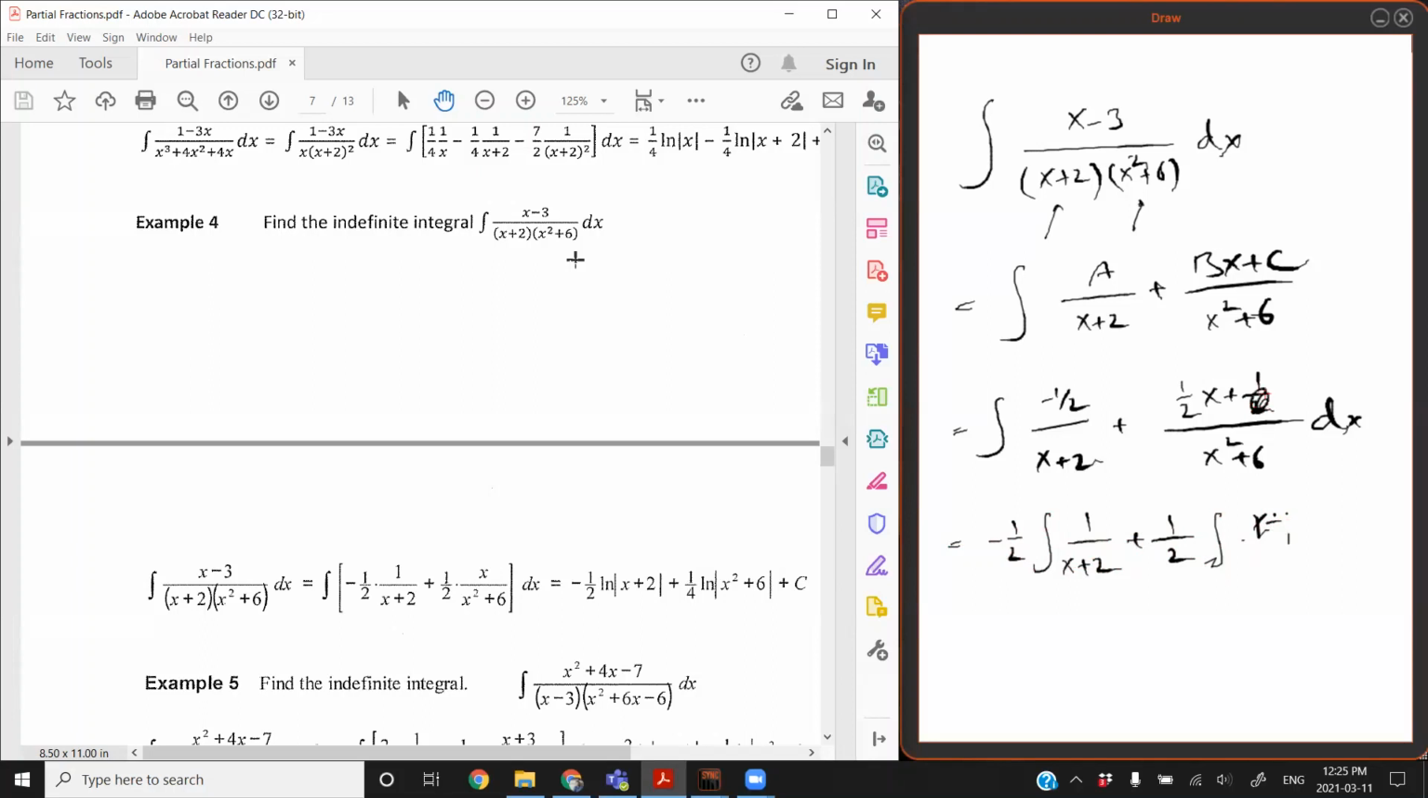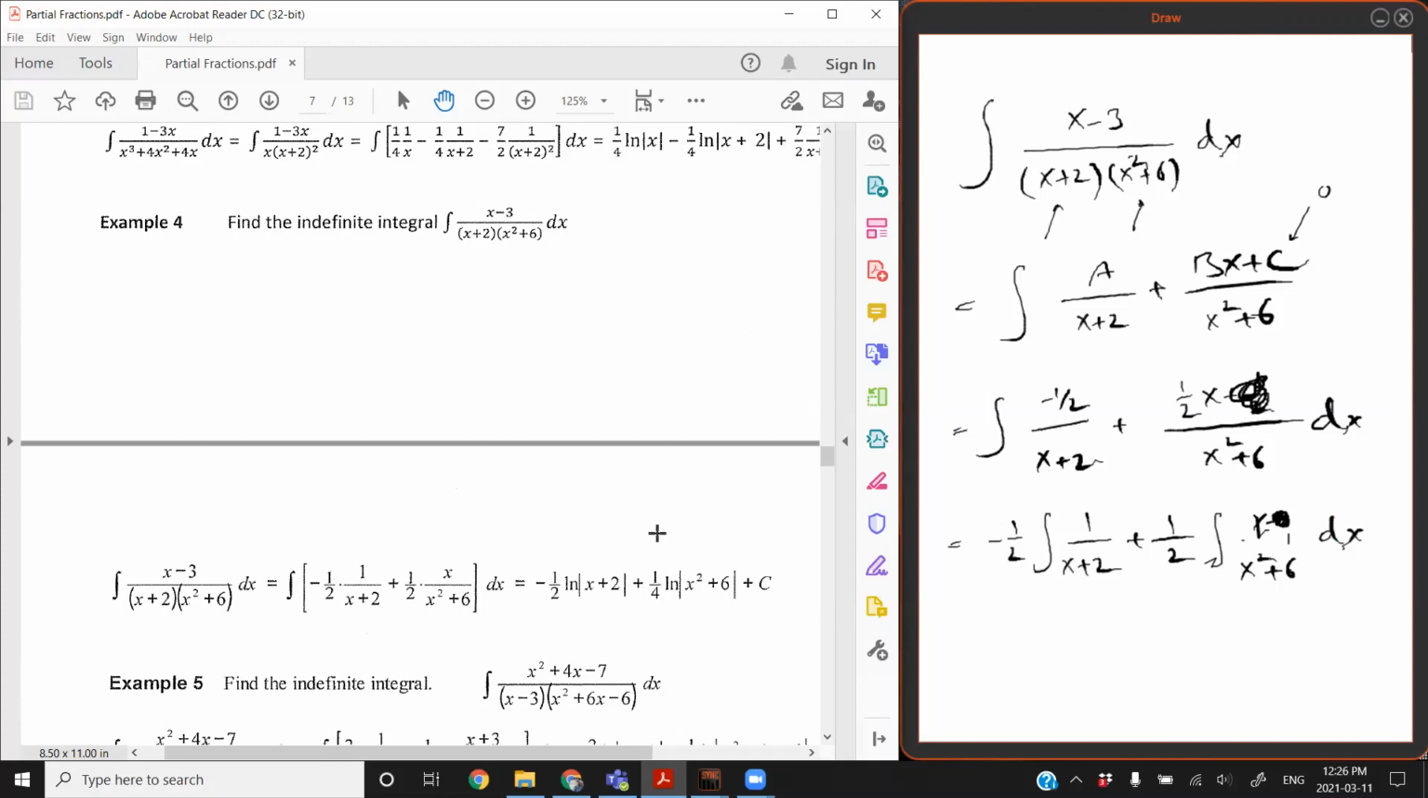It's just, there's no 1 over 2 here. Factor out the 1 over 2, you get x over x squared plus 6 dx. Actually, c is going to be 0. Of course, I'm not doing this in my head. I just use this. So c is 0.